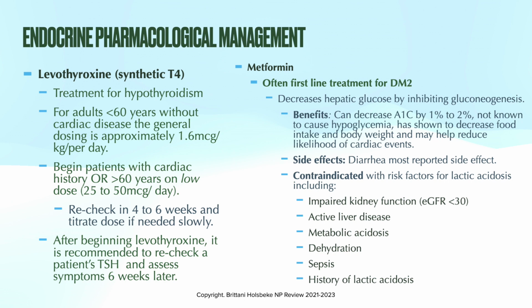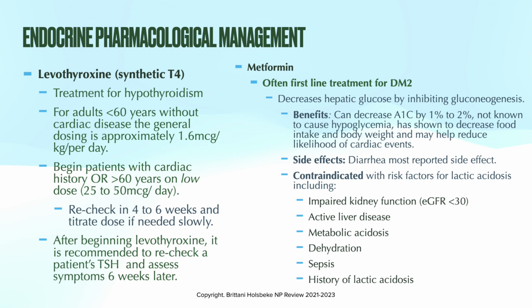So examples of risk factors for lactic acidosis would be impaired kidney function, so a GFR less than 30, if they have active liver disease, active alcohol abuse, if they have unstable or acute heart failure, if they have a history of lactic acidosis while using metformin, or if they have decreased tissue perfusion or hemodynamic instability. So if they meet any of those criteria, then metformin is contraindicated.